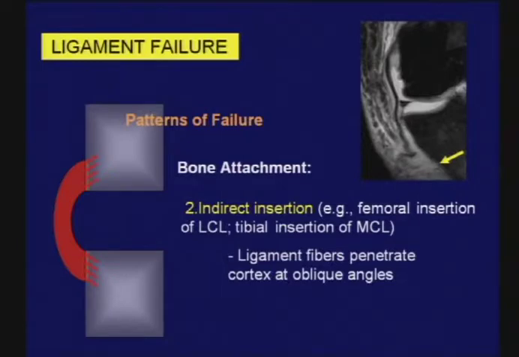Again, the examples are illustrated or listed here on the slide. Here, the ligament fibers penetrate the cortex at oblique angles, and as shown here with a distal avulsion of the tibial collateral ligament, marrow edema is less common. So this story is a bit more complicated than just using a general statement to say avulsive injuries produce little marrow edema.